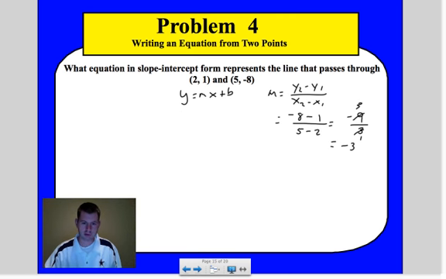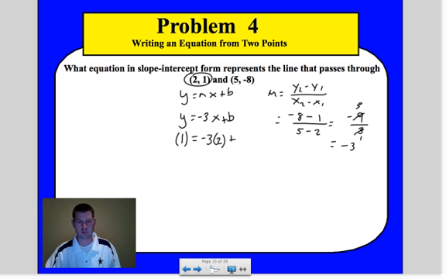So what we can do now is write in y equals negative 3x plus b. Now what we need to figure out is our y-intercept. Well, they gave us a point up here. That's a point on our graph. So we have a y, we have an x, and we have one variable left. So we can plug in our 1, which is from this point, and plug in our x, which is 2 from that point, and now we just have to solve for b, which means we get negative 6 plus b equals 1.